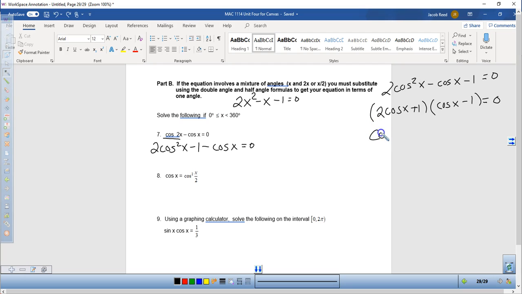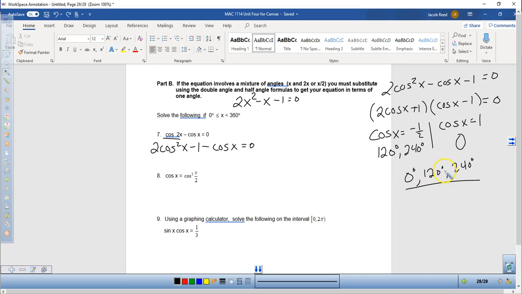Alright, so here I need to know that cosine of x is equal to negative 1/2. And over here I need to know when cosine of x is equal to 1. Alright, when is cosine x equal to negative 1/2? That's 120 degrees and 240 degrees. When is cosine of x equal to 1? There's only one place that is, and that is 0. So my answer is 0, 120, don't forget our degree symbols, 240 degrees.